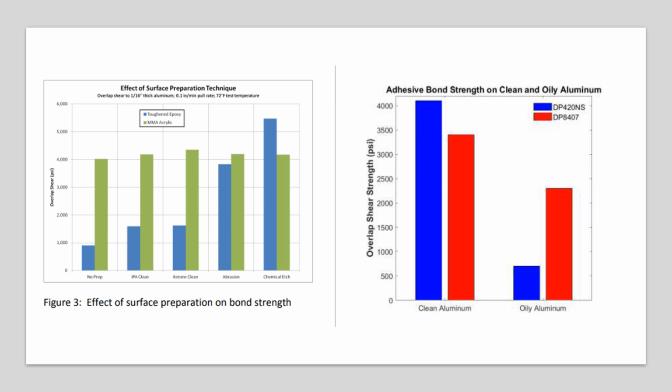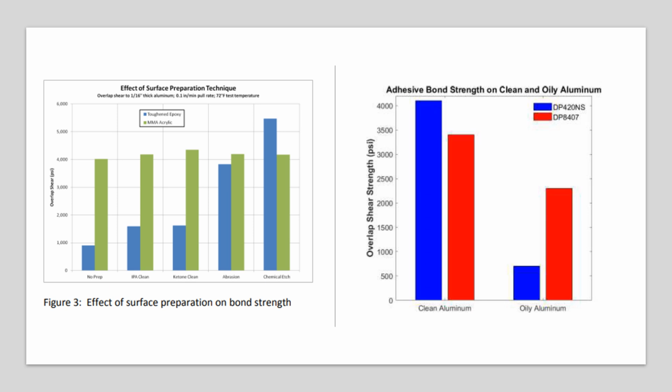Same thing on this right-hand graph. You've got your DP420 in blue, and you've got your DP8407 in red. So you have your toughened epoxy adhesive in blue, and the MMA acrylic adhesive in red. Clean aluminum, you're reaching very high shear strength with the epoxy, but oily aluminum, you are not reaching good strength values with the epoxy.